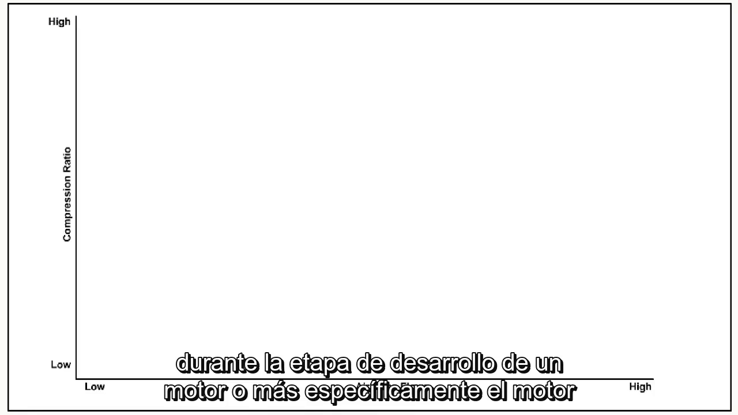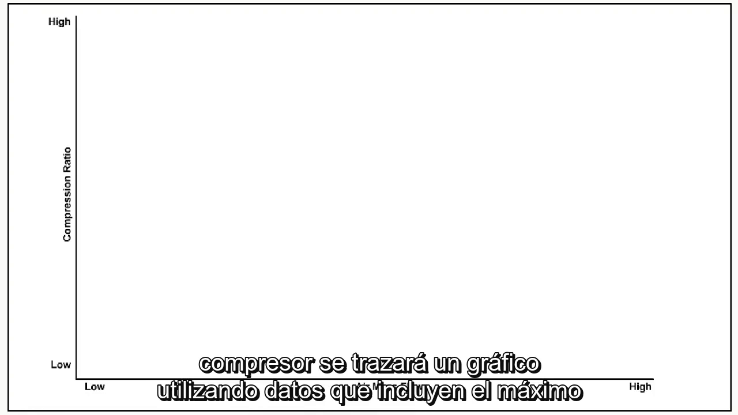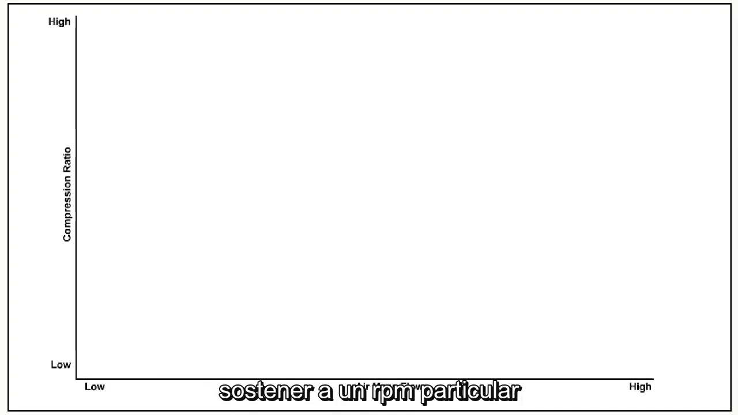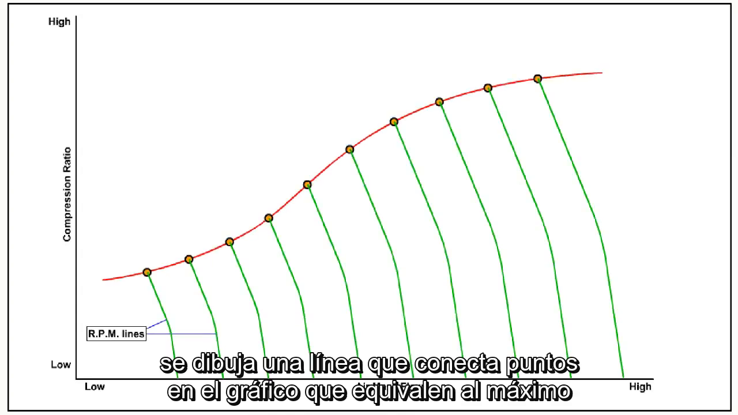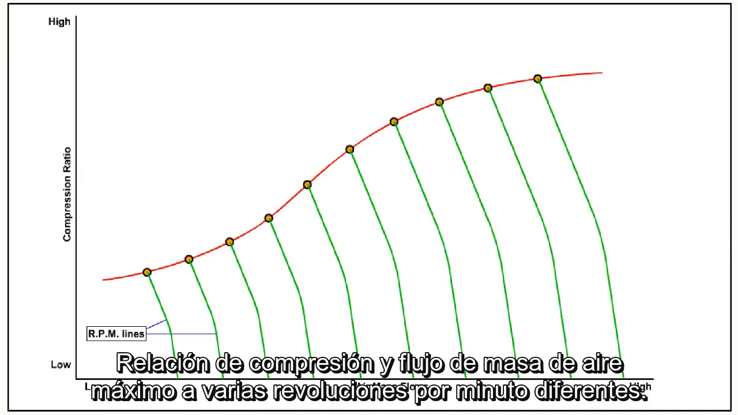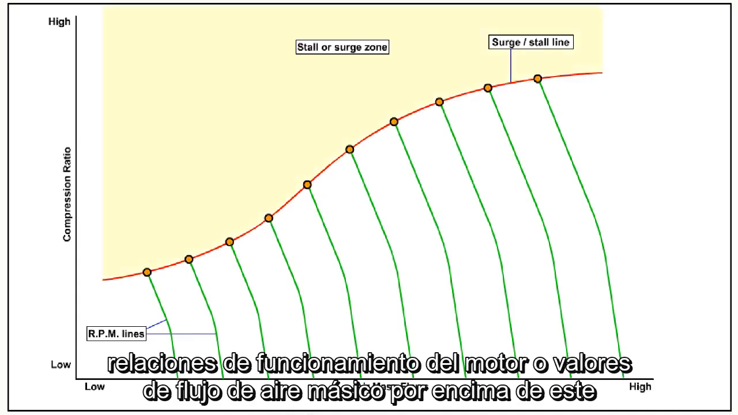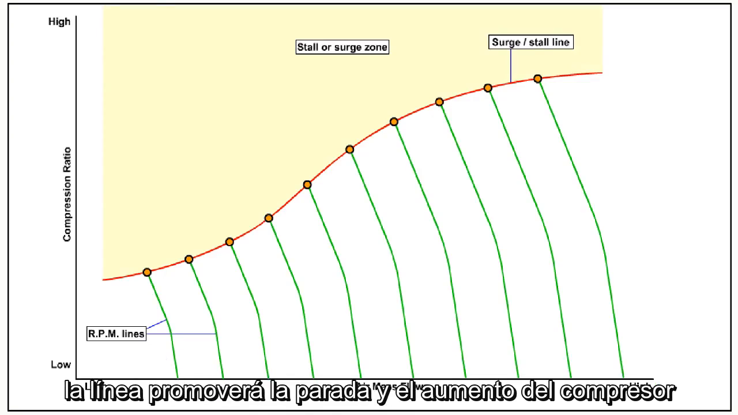During the development stage of an engine, or more specifically the engine's compressor, a graph will be plotted using data which includes the maximum compression ratio and maximum air mass flow that the engine is capable of sustaining at a particular RPM. A line is drawn which connects points on the graph which equate to the maximum compression ratio and maximum air mass flow at a number of different RPMs. This line is called the surge-stall line. Engine operation at compression ratios or mass airflow values above this line will promote compressor stall and surge.